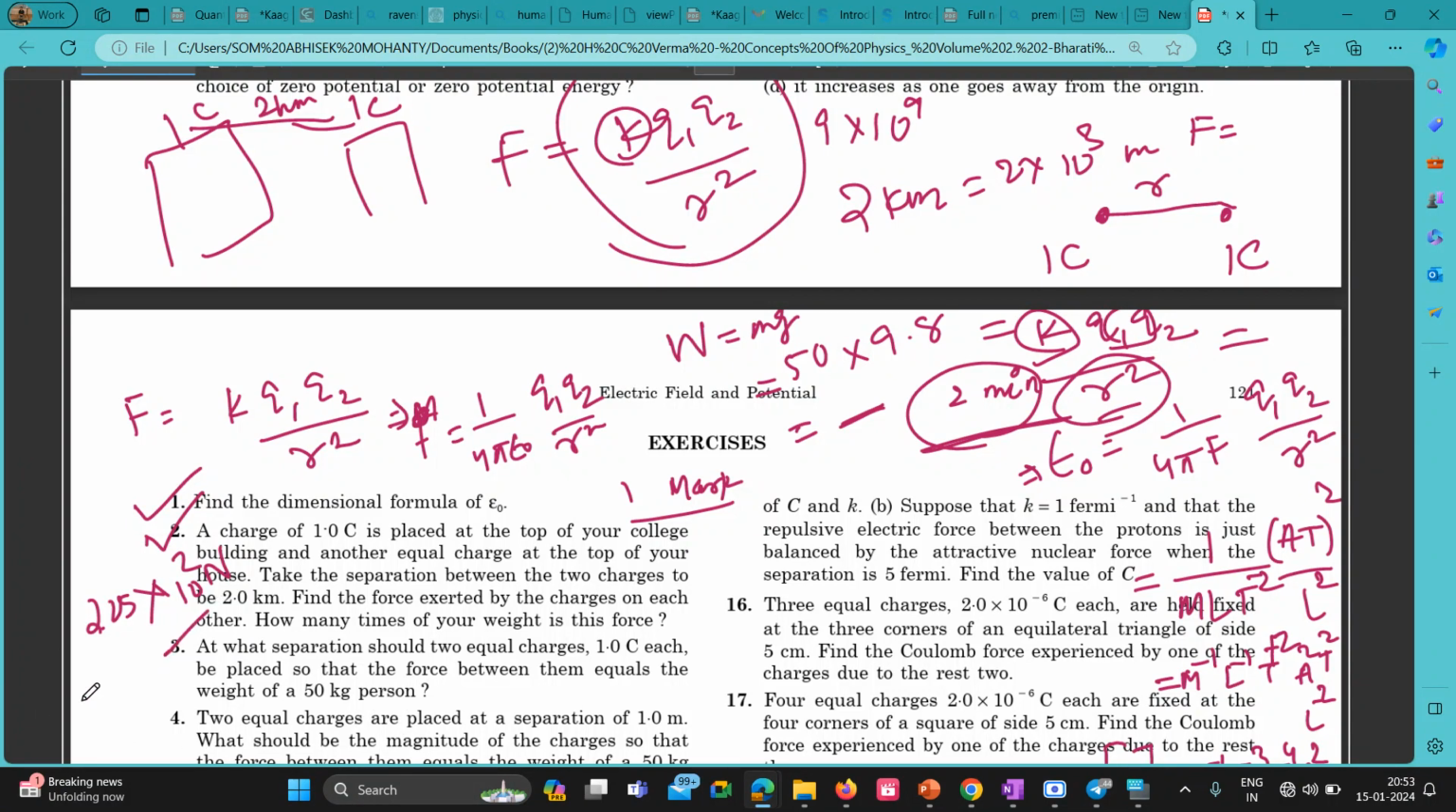You try this question. The answer will be 4.29 into 10 to the power 3 meters. Don't expect me to solve it completely. I just gave you the idea.